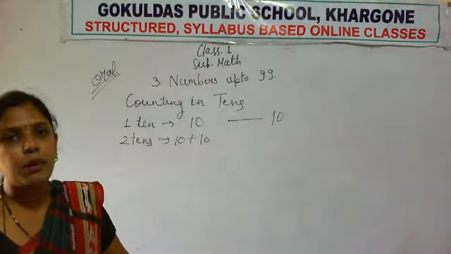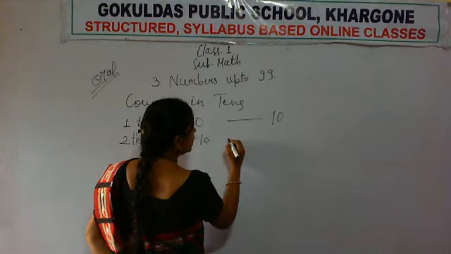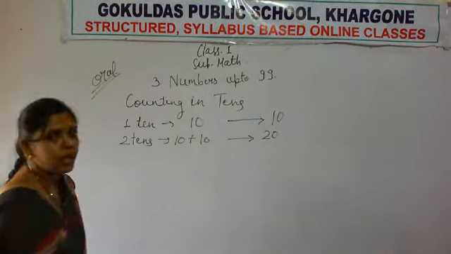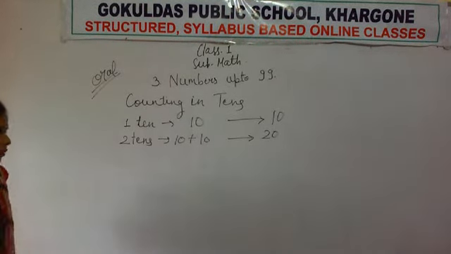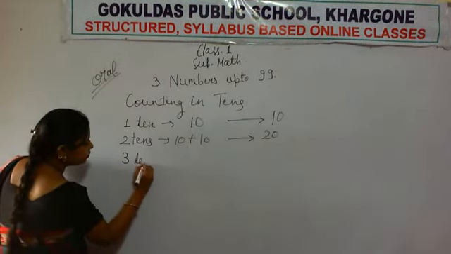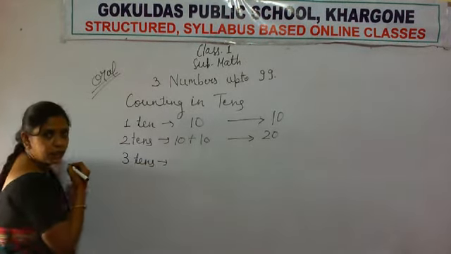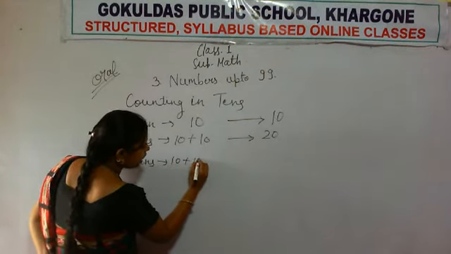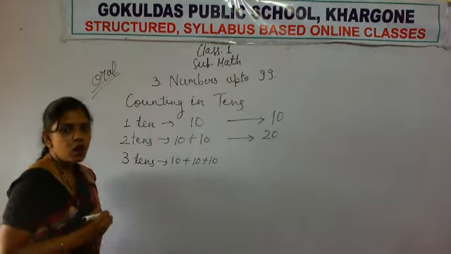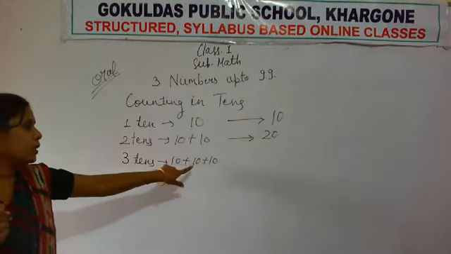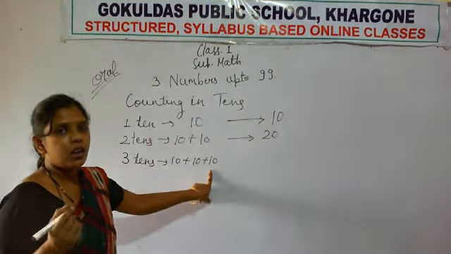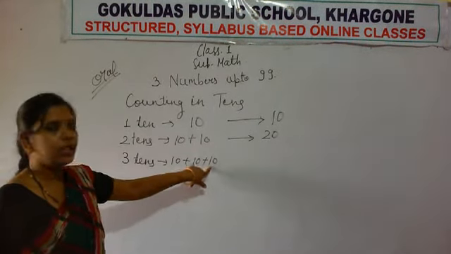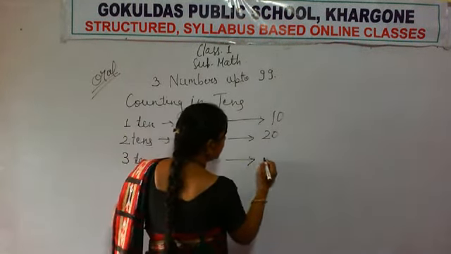And 10 plus 10 will become 20. Okay, if three tens are there, that means you have to write tens how many times? 3 times. 10 plus 10 plus 10. So what will become? That means you have to add it. 10, 20, 30. It will become 30.